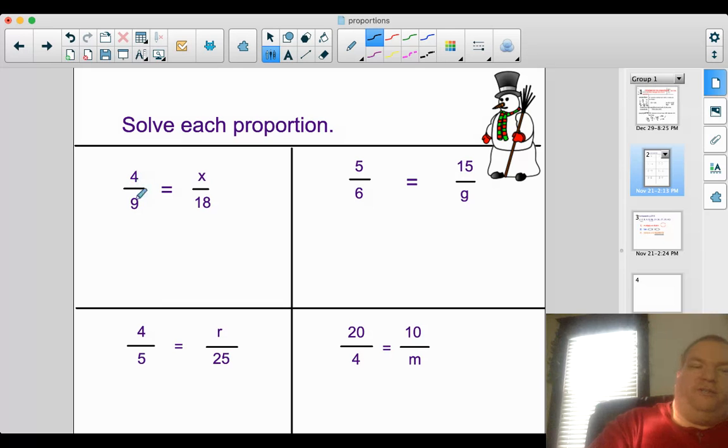Right? So 4 to 9 is proportional to, or is equal to, something to 18. Okay, we might need to figure out what this number is. Now there's a couple of ways we can do that.